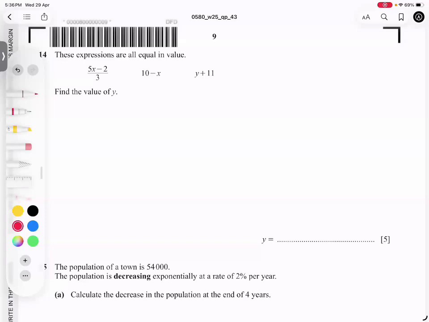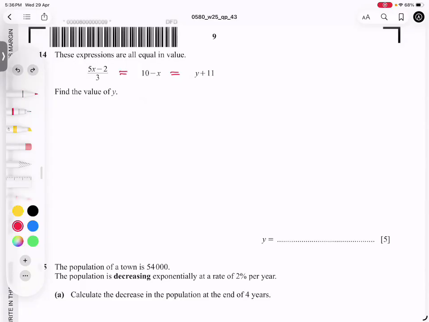Question number 14, students, we have here. These expressions are equal in value. Okay, these expressions means all three are equal. He's saying these expressions are equal in value. It means this equals this, and this equals this, or even this equals this. No problem. But find the value of y. We have to find this value. So what is the plan?